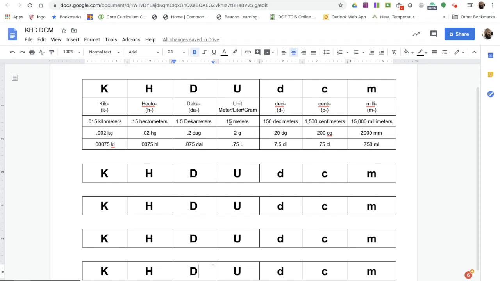Let's say you're starting with 15 meters, okay? And you need to figure out how many kilometers that would be. Well, since there are 1,000 meters in a kilometer, and you don't have anywhere close to 1,000, you only have 15 of them, what you're really going to be doing is making this number smaller and representing it as kilometers.